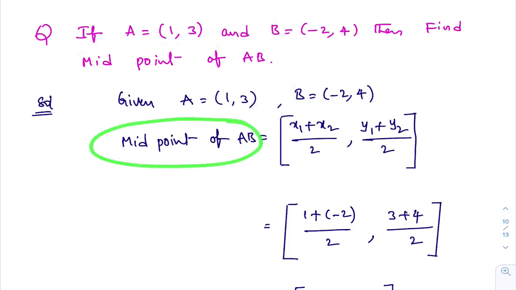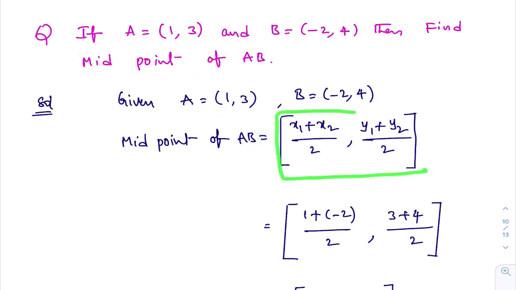Midpoint of AB formula, you know. What is the midpoint of AB formula? (x1 plus x2) by 2 comma (y1 plus y2) by 2. In this formula, x1, y1 you will get from the point A. This is x1, y1. x2, y2 you will get from point B. So (x1 plus x2) by 2, that means (1 plus minus 2) divided by 2.